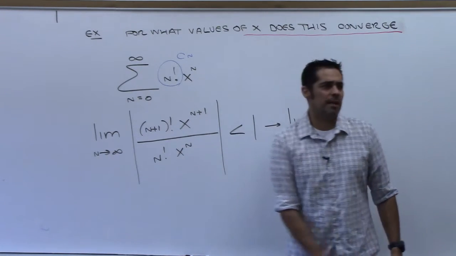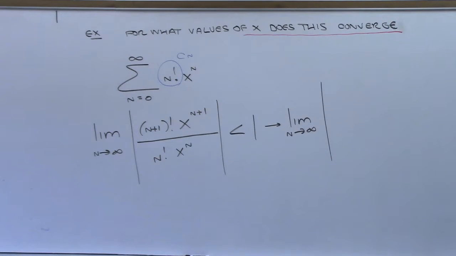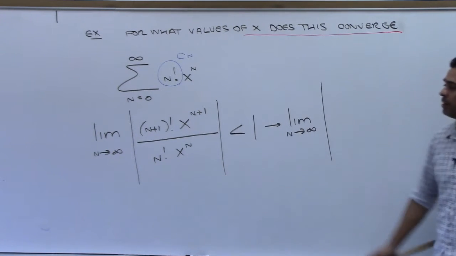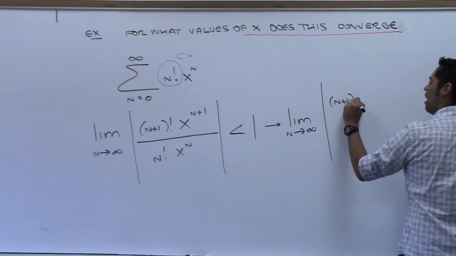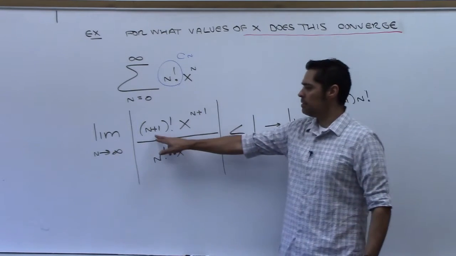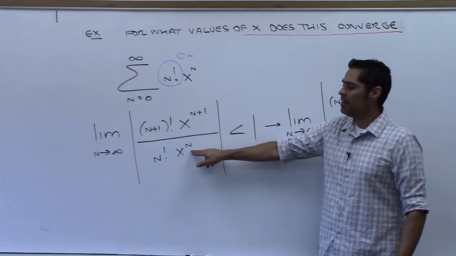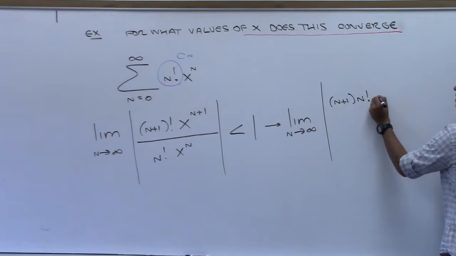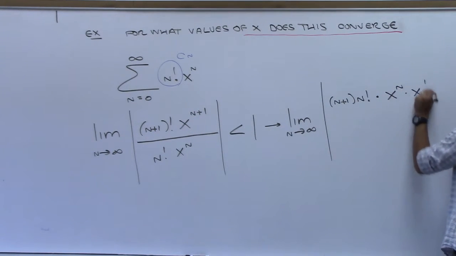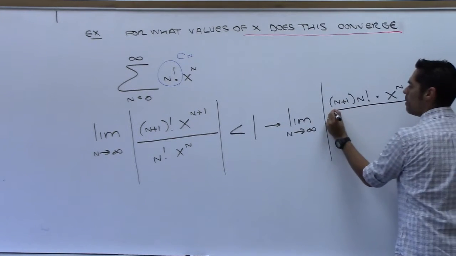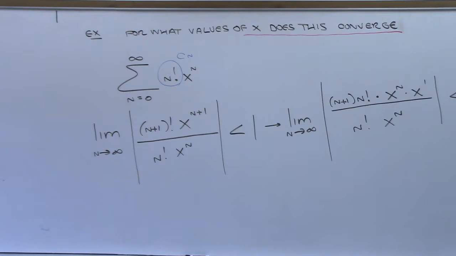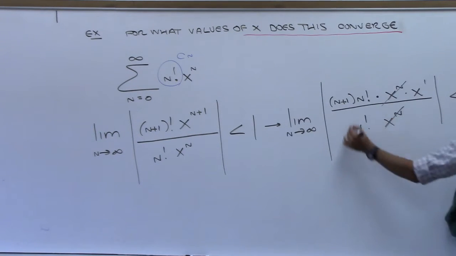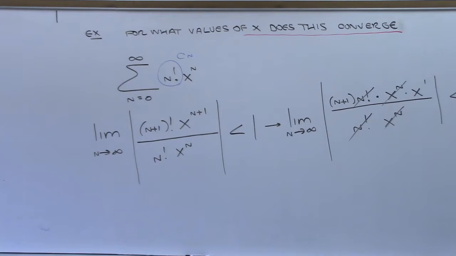All right, what am I going to do with my n plus 1 factorial, because of what I know about factorials and the fact that I see an n factorial down here? Peel off an n plus 1 and then write n factorial next to it, right? That's what this means. Also, I see an x to the n down here, x to the n plus 1. I'm going to break that apart, separate them as x to the n times x to the 1, all over n factorial x to the n. I need this to be less than 1. Good? Cancel. And what are you left with here?